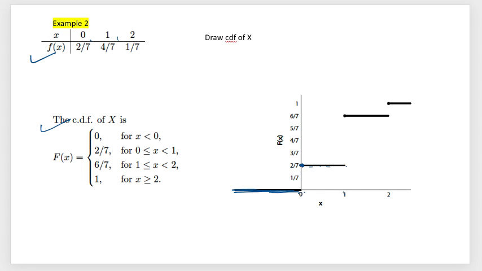The moment x becomes 1, because we are not entertaining 1 here, this value when added to its probability will jump to 6 by 7, and this will continue as it is till we are behind the 2, because the moment it takes 2, it will jump to the next one. That way we get a step function, and after that it will be 1. So this is a process because here the information is discrete. We have calculated the cumulative distribution function for every point.